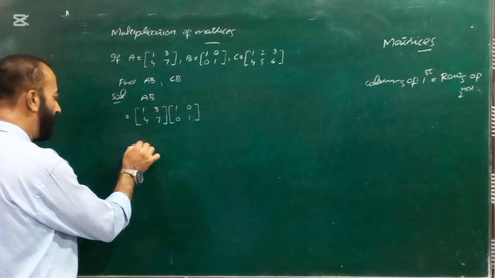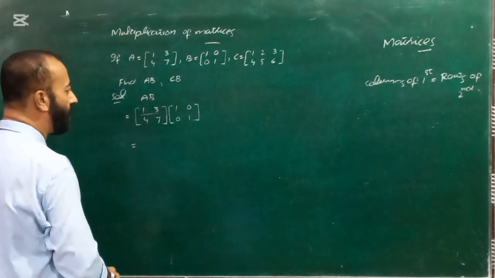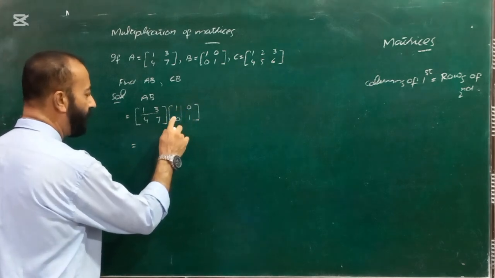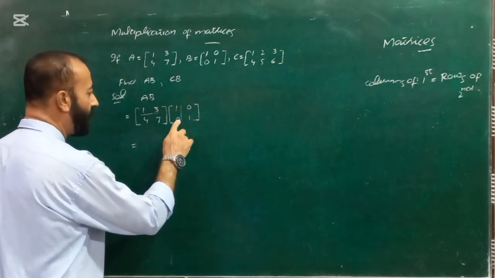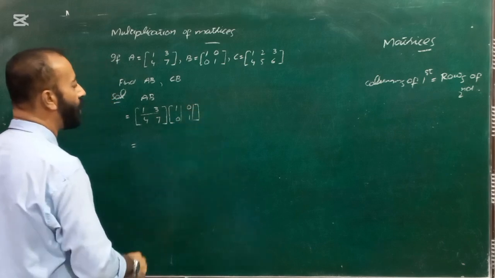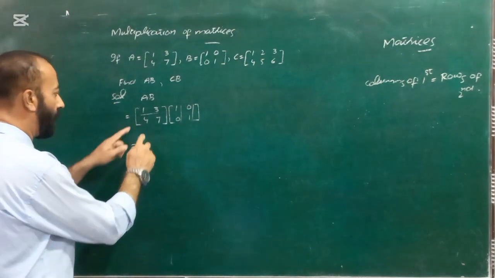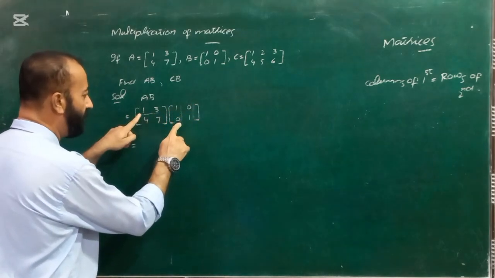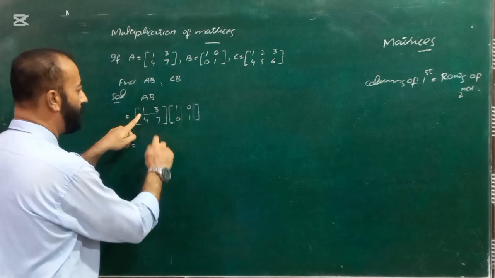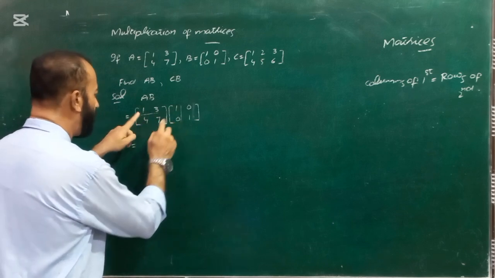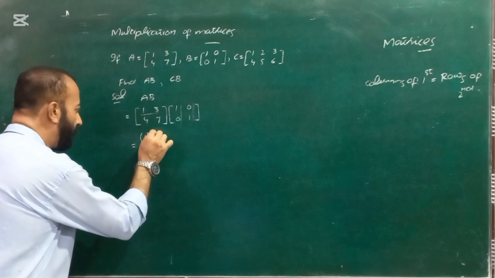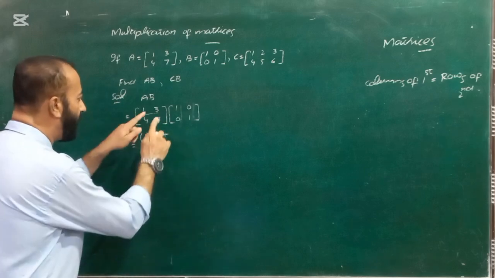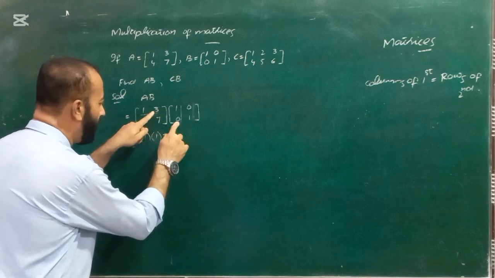So the method is, first you will take the first row of the first matrix and will multiply with the first column of the second matrix, and then with the second column of the second matrix. Like, look now, so first row of the first matrix is going to be multiplied with the first column of the second matrix. So first element will be multiplied, so 1 into 1. So see this method carefully. Then you will write plus, and then second element will be multiplied, so 3 into 0.